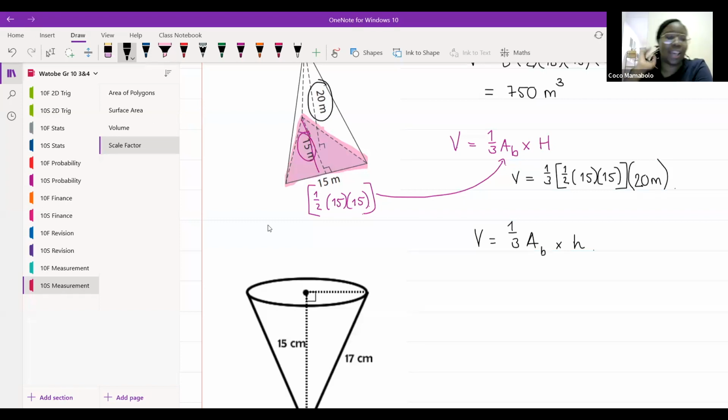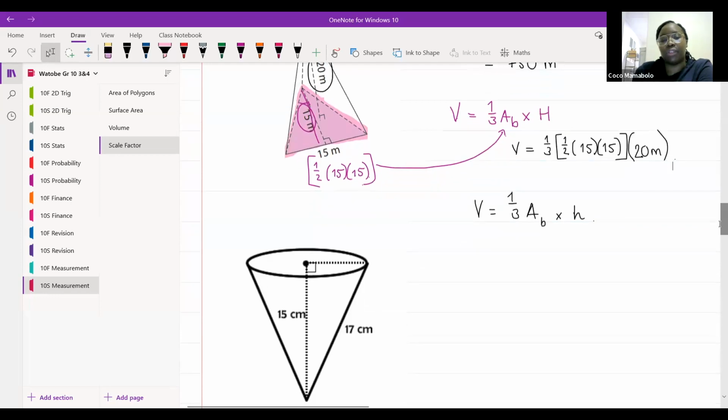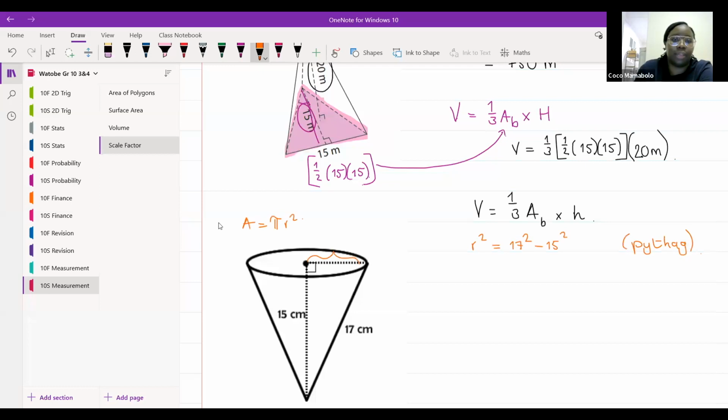All right, that's time. Funzo, you are very correct. Okay, we are calculating for the volume of this cone over here. First we are going to look for the radius, which is that part over there. That's what we need to calculate the area, because the area of my circle needs my radius. I know that area is equal to pi times radius squared. So radius squared is going to equal 17 squared minus 15 squared, in brackets, Pythag. We need to observe protocol. There we go.